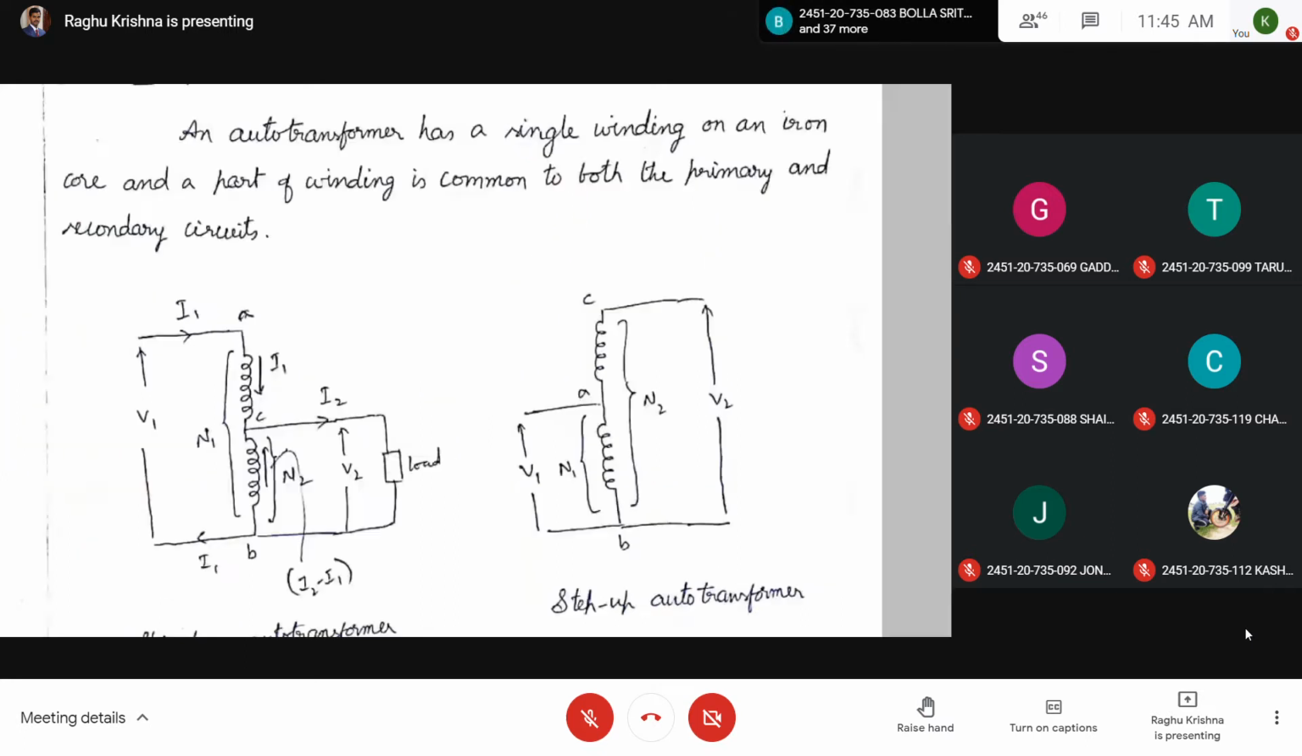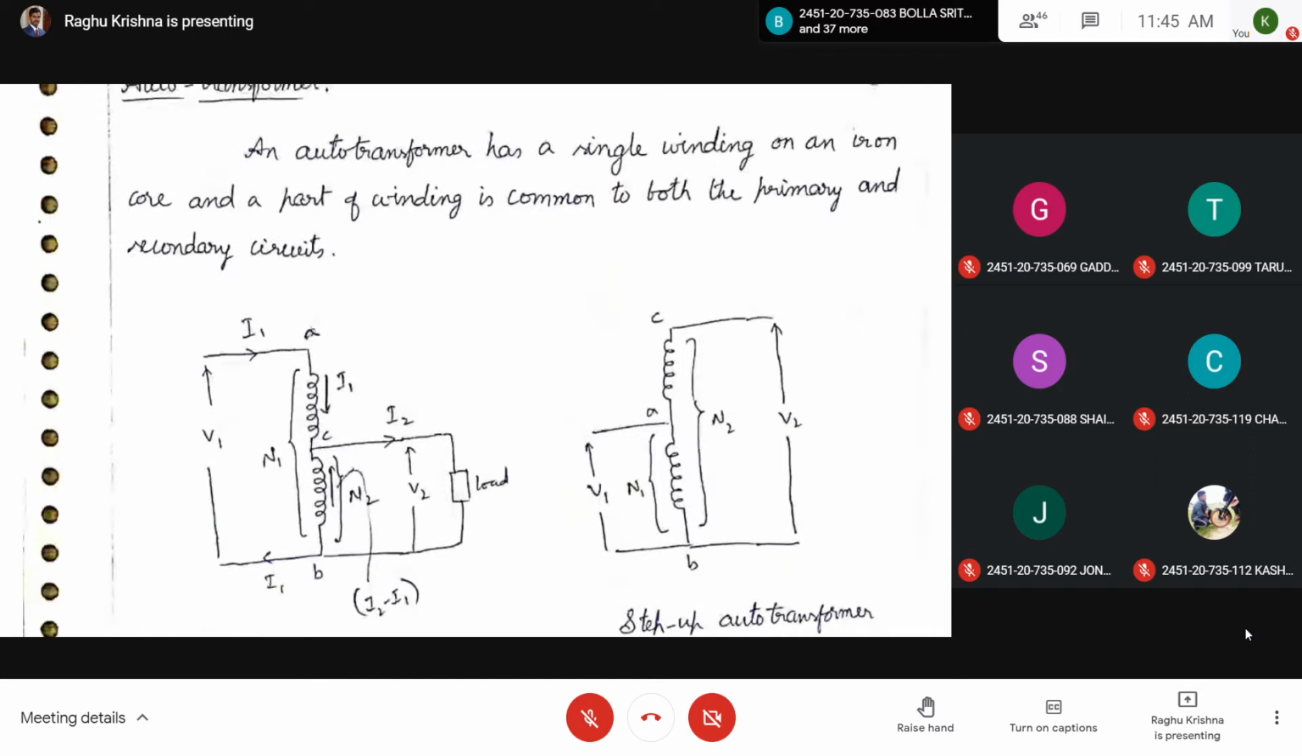See the definition now. An autotransformer has a single winding on an iron core, and a part of the winding is common to both the primary and the secondary circuits. On the left side you can see a step-down autotransformer, and on the right side a step-up autotransformer.